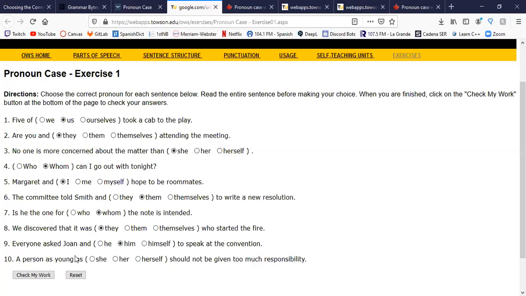Okay, so the correct answer here is she, because again, it's the same logic as than. A person as young as she is. If you add that verb is, or any other verb, then you can see why it's she and not her.